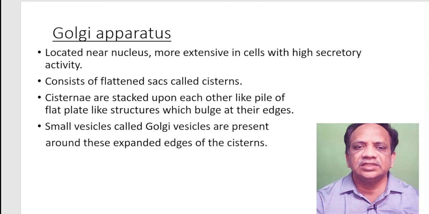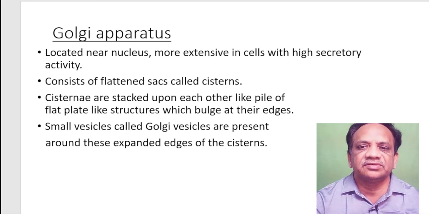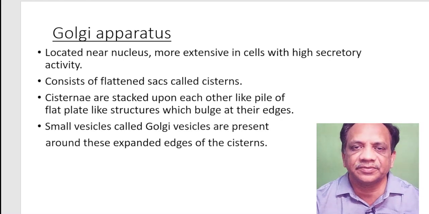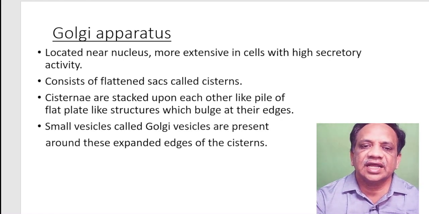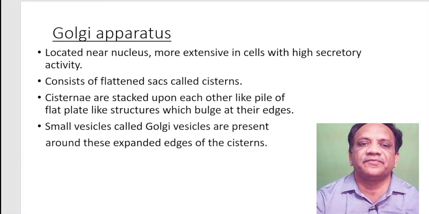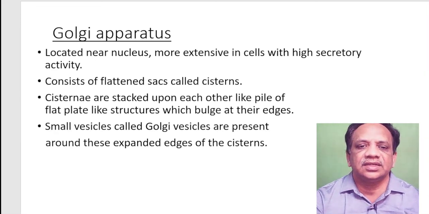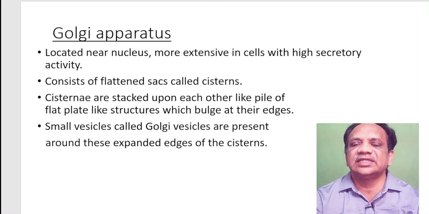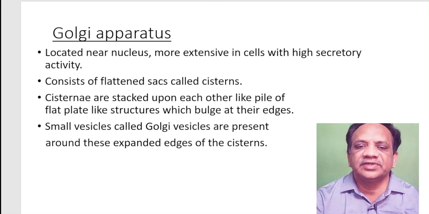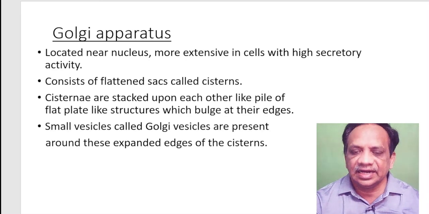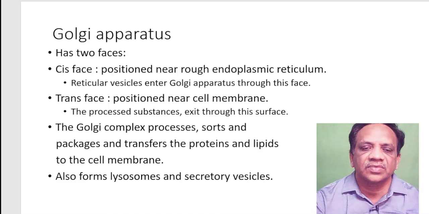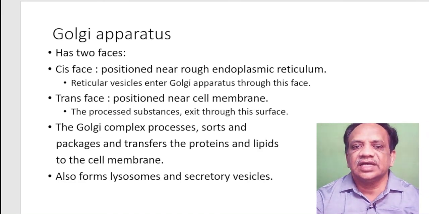You can see the Golgi apparatus. These are located near the nucleus, and are more extensive in cells with high secretory activity. It consists of flattened sacs called cisternae. The cisternae are stacked upon each other like a pile of flat plates, and they bulge at their edges. Small vesicles called Golgi vesicles are present around these expanded edges of the cisternae. The Golgi apparatus has two faces.